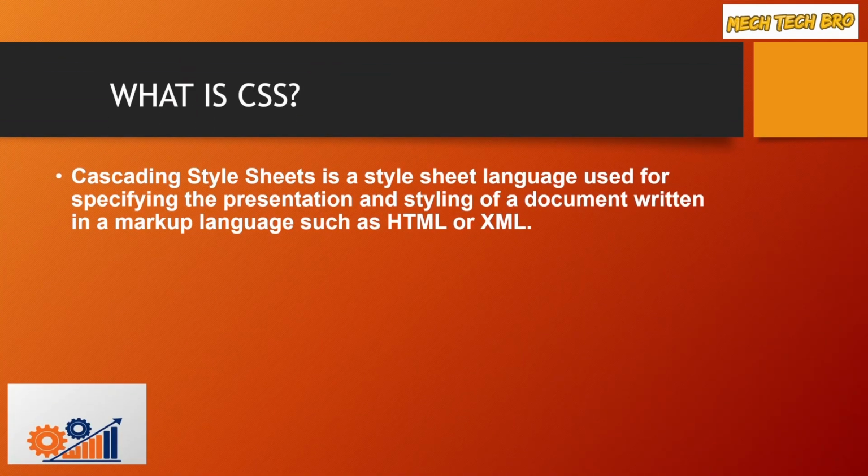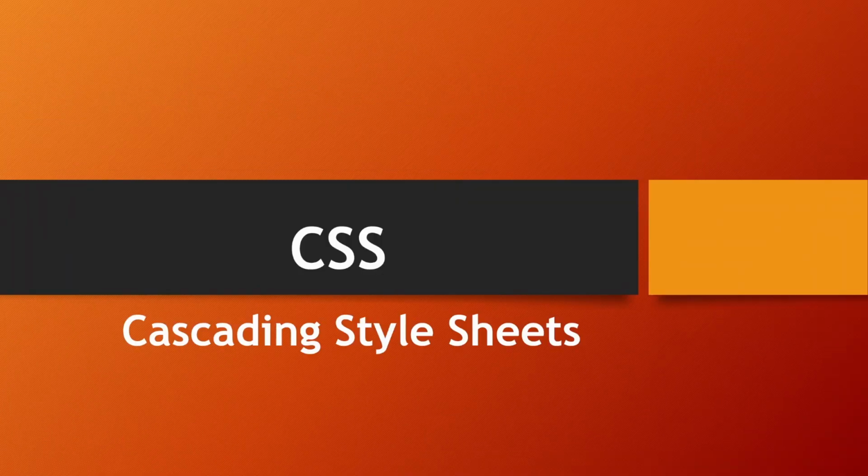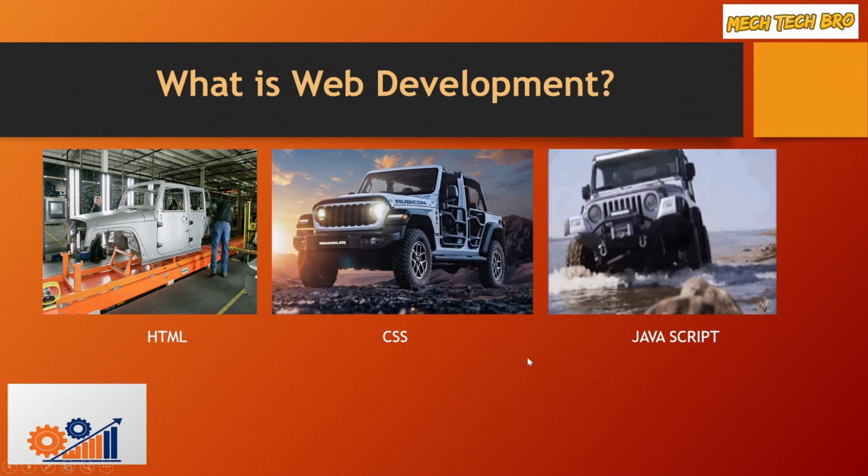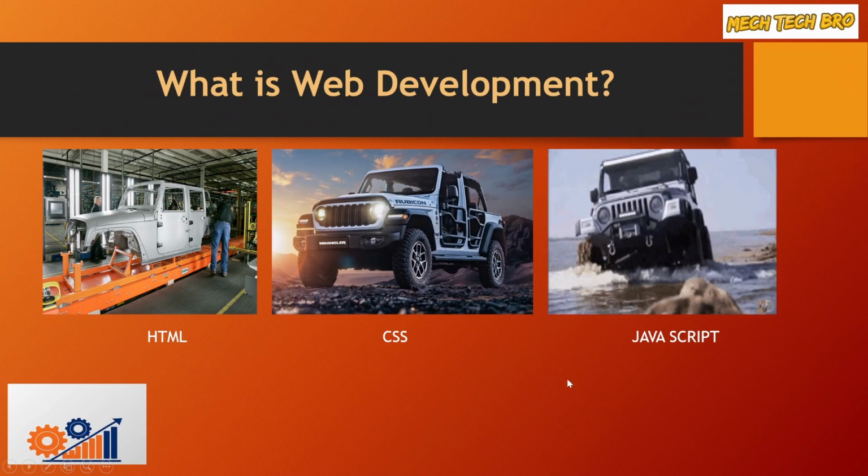What is CSS? I already explained with the example in the previous slides. Here, Cascading Style Sheets is a style sheet language used for specifying the presentation and styling of a document written in a markup language such as HTML or XML. That's what I explained with the example shown in this car slide. This is the example I showed you. This is what I explained. So you guys understand it, right?